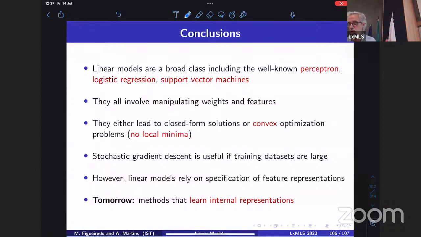Stochastic gradient descent is very important because it allows you to deal with very large data sets. Actually, there's more to it. It can be shown that stochastic gradient descent actually has a role to play in the solution that it chooses in the overparameterized case, but I have no way to go there. Of course, linear models rely on feature representations. And tomorrow you will learn about these, how deep neural networks learn internal representations.